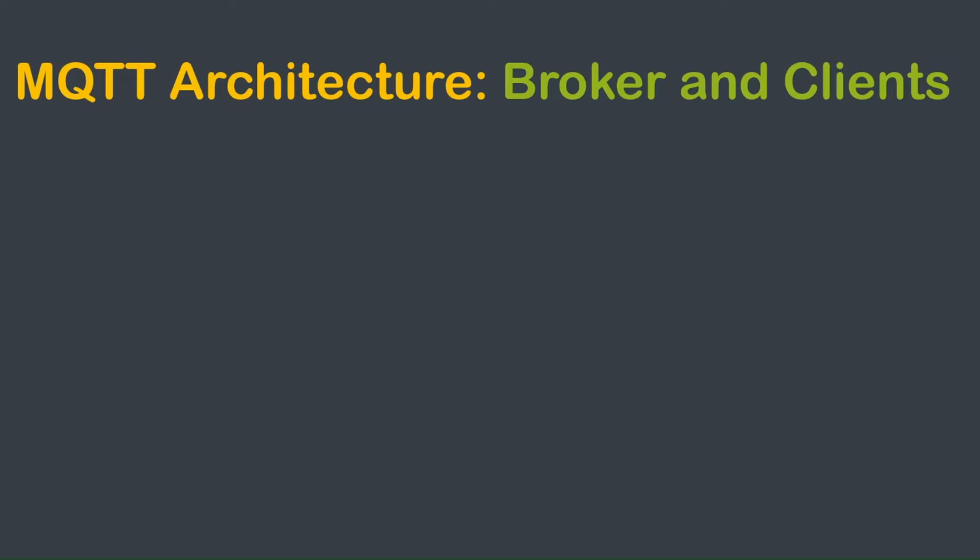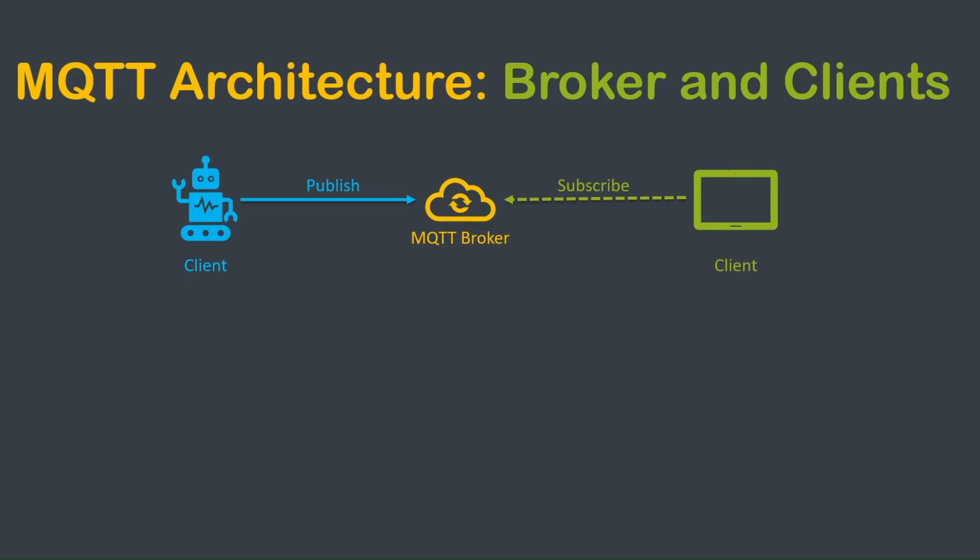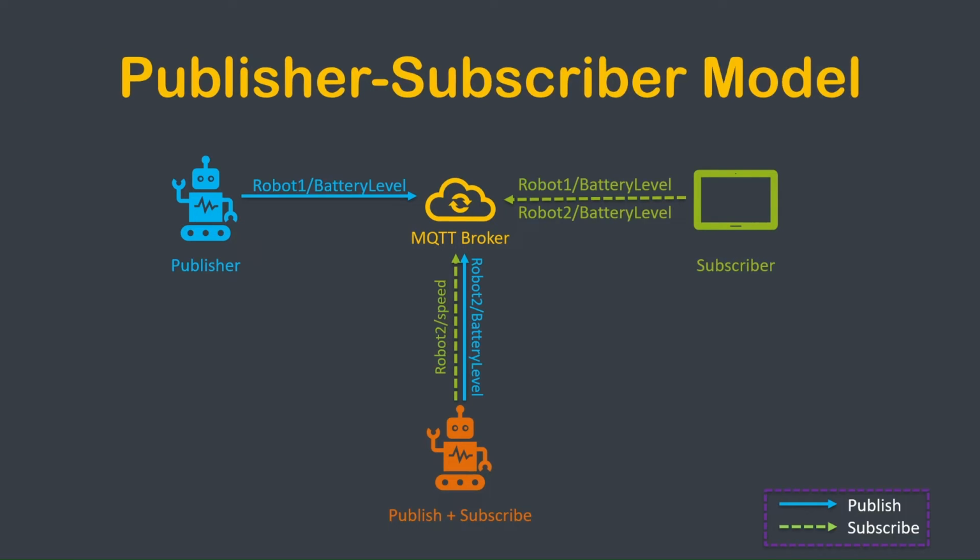Let's understand the architecture of MQTT, which uses the broker and clients. In MQTT, the broker is the central server routing messages between clients, and clients are the devices that publish data or subscribe to data available on various topics. Also, the same client can be a publisher and subscriber at the same time.